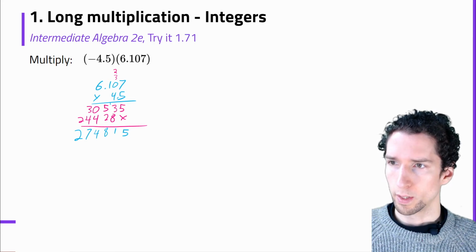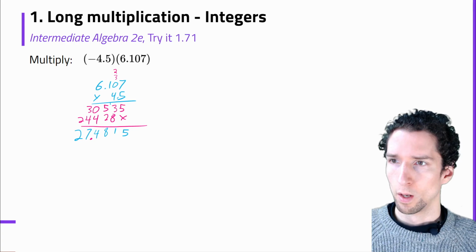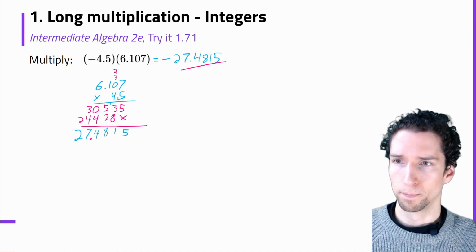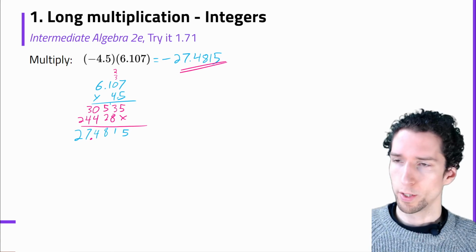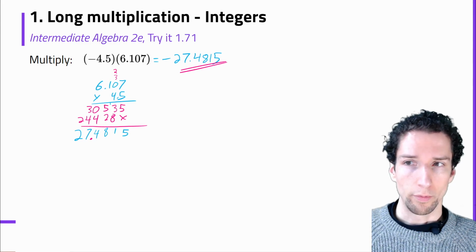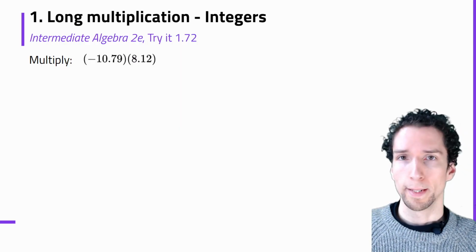And decimal places, we had 3 in the first one and 1 in the second one. So 4 decimal places will put us right here. And our result is negative, so negative 27.4815. There. Finished. All right, so that was my turn. And now one for you. Here. Go ahead.